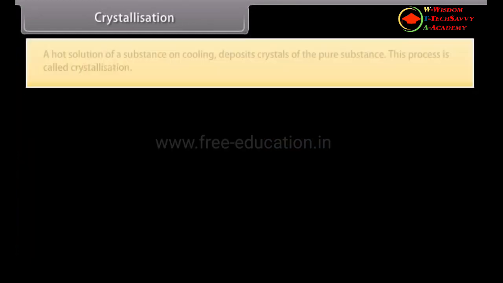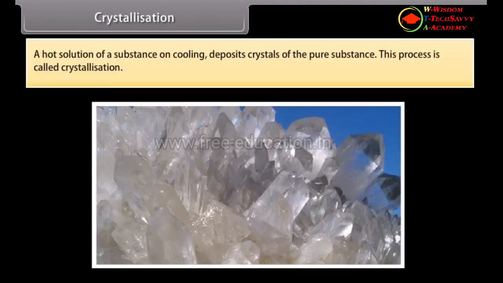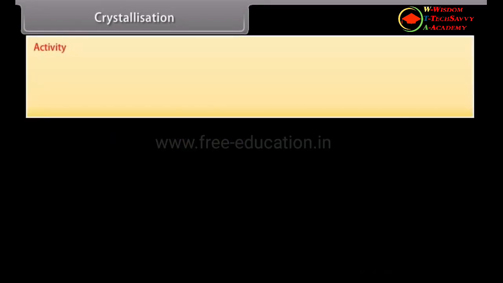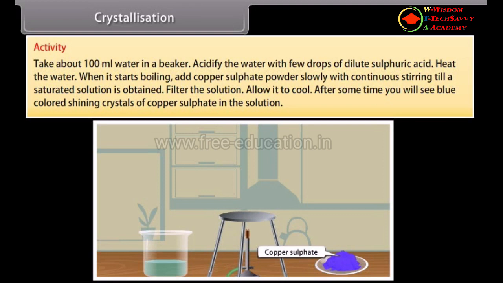Crystallization. A hot solution of a substance on cooling deposits crystals of the pure substance. This process is called crystallization. Activity: take about 100 ml water in a beaker. Acidify the water with a few drops of dilute sulfuric acid.